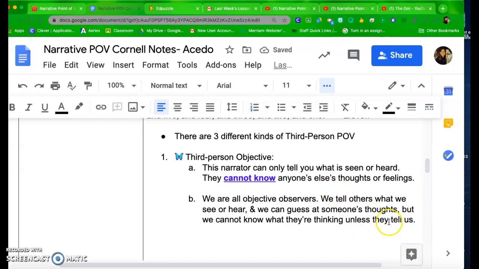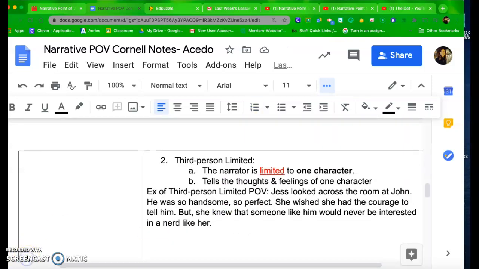Second, the second kind of third person point of view is third person limited. So in third person limited, the narrator is limited to one character's thoughts and feelings. So the narrator tells us the thoughts and feelings only of one character.